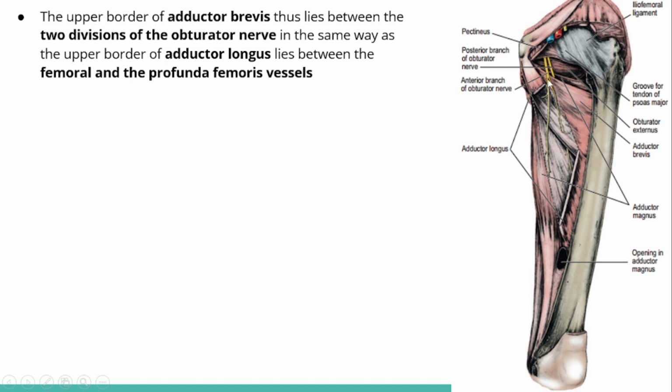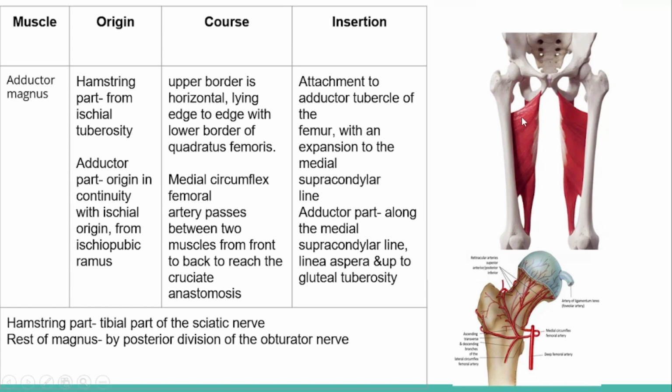Now we just mentioned the origin and insertion of the adductor magnus muscle. This is a composite muscle. It means it has two parts which are supplied by two different nerves. The hamstring part is supplied by the tibial part of the sciatic nerve, and the rest of the magnus muscle is supplied by the posterior division of the obturator nerve. So up to now, the gracilis, adductor longus and adductor brevis are all supplied by the anterior division of the obturator nerve.